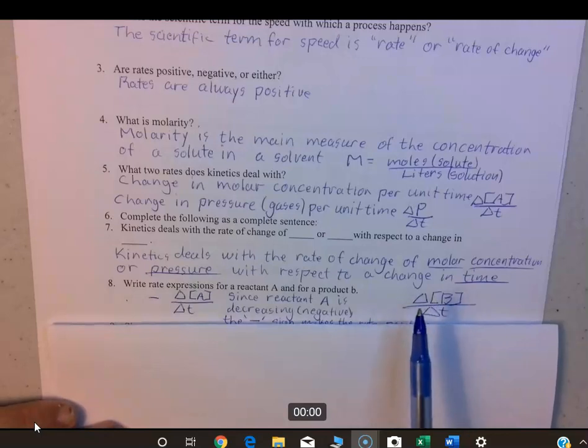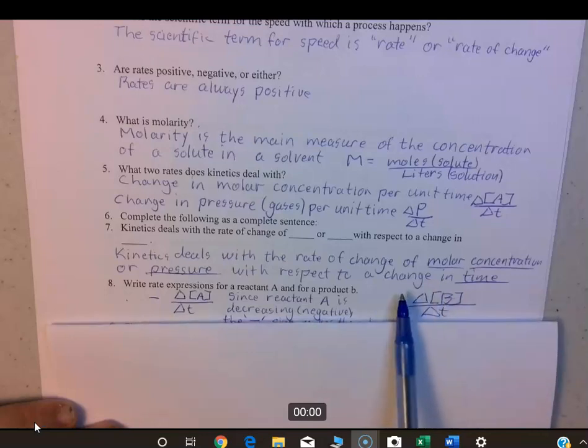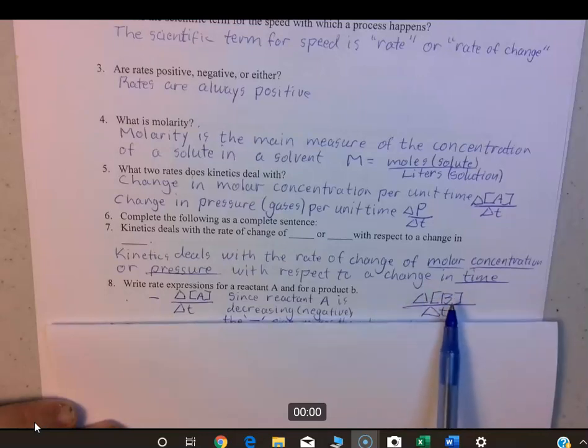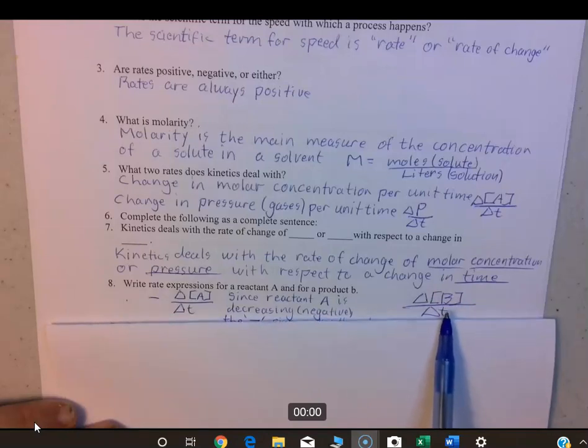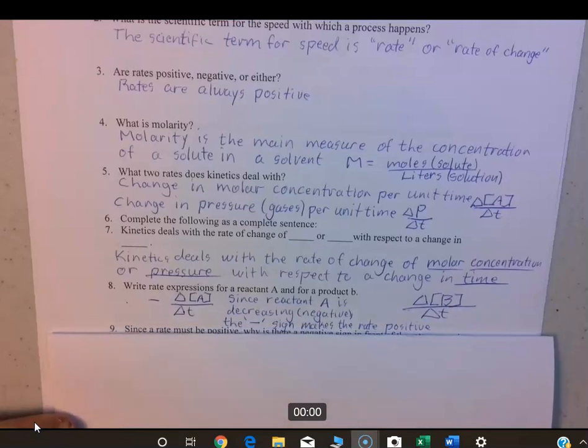Now, the expression for the rate of a product: the product is increasing. It's what the chemical reaction is making, and so that's going to be a positive number. So you don't need to put any negative signs out here. The change in the concentration of B, the product B, is going to be increasing, a positive number, per change in time. And that's what a rate expression looks like for a reactant and then for a product.